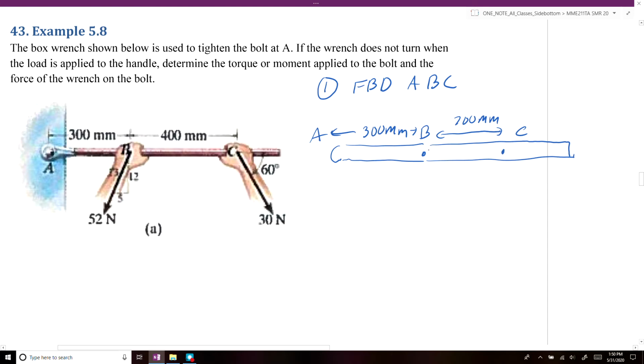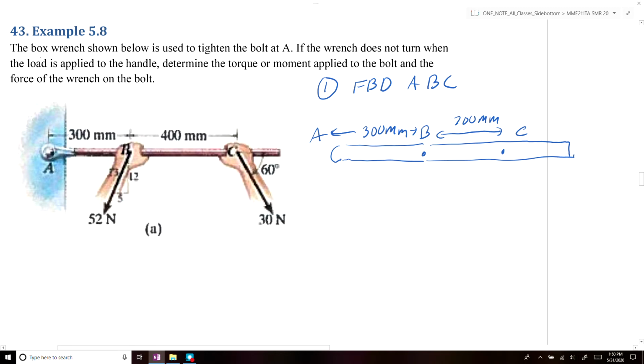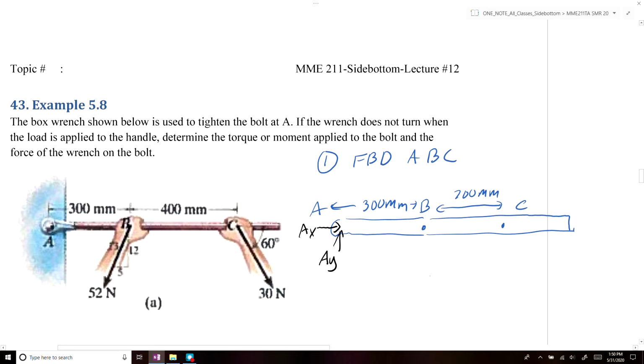All right. So the second thing we're going to do is we're going to apply any support reactions. So in this case, we have the bolt at point A is preventing the rod from translating. So we're going to say that it would have a reaction force A of X and a reaction force A of Y. All right. And then it says that the wrench does not turn when the load is applied to the handle. So in that case, there has to be some moment as well applied at point A that is preventing this bolt from turning.